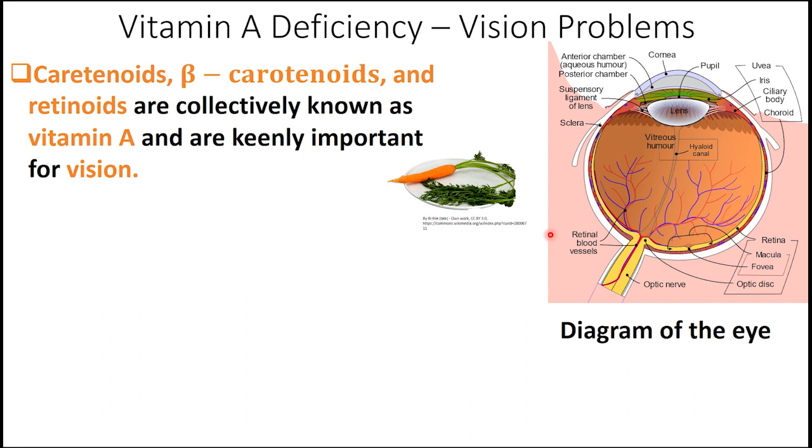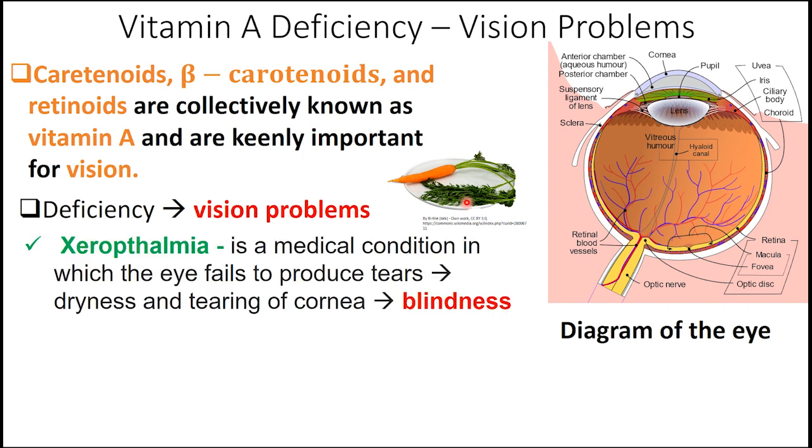I skipped a few things here that I really want to discuss. Actually, I'll get there in a second. So again, the deficiency is vision problems associated with vitamin A, which is again the retinoid, the beta carotenoid, and the carotenoids. And one of the diseases that result, or the conditions, is xerophthalmia. So it's a medical condition in which the eye fails to produce tears. That is just another way of saying fluid. And results in dryness and tearing of the cornea, and then blindness.